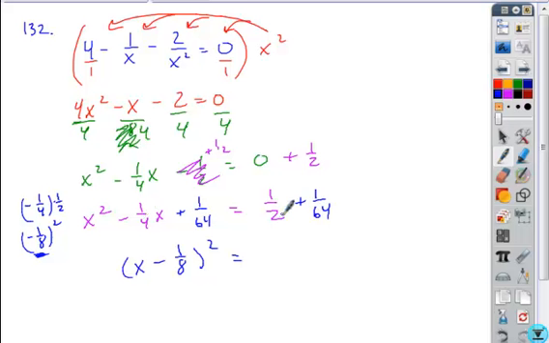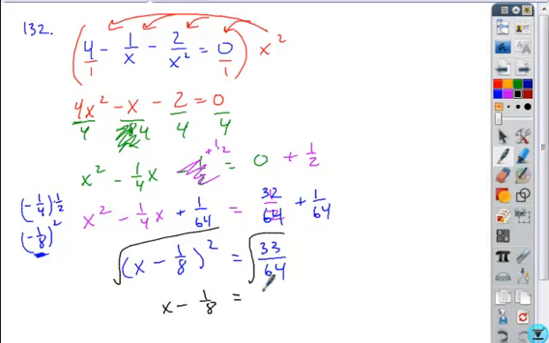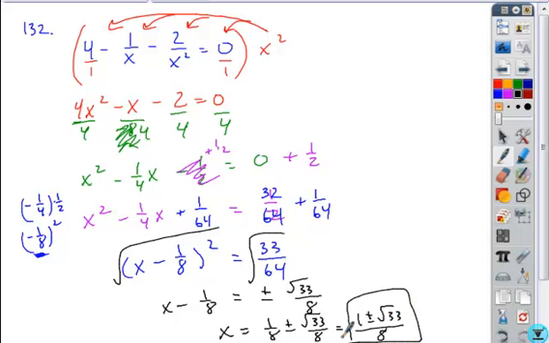And I'm going to combine these into the same denominator. So 1/2 is how many 64ths? 32. So if I add those together, and then I extract the square root, make sure that you account for the fact that it can equal the positive or negative of that. The square root of 33 over the square root of 64, which is 8. And then my final step is to add 1/8 to both sides. And I get my answer, 1 plus or minus root 33 all over 8.